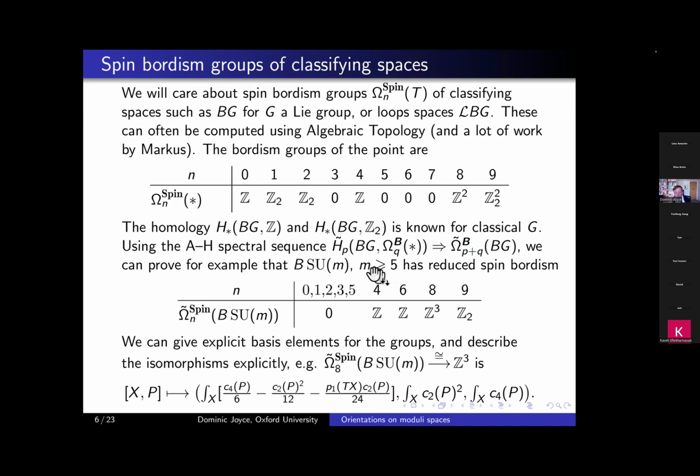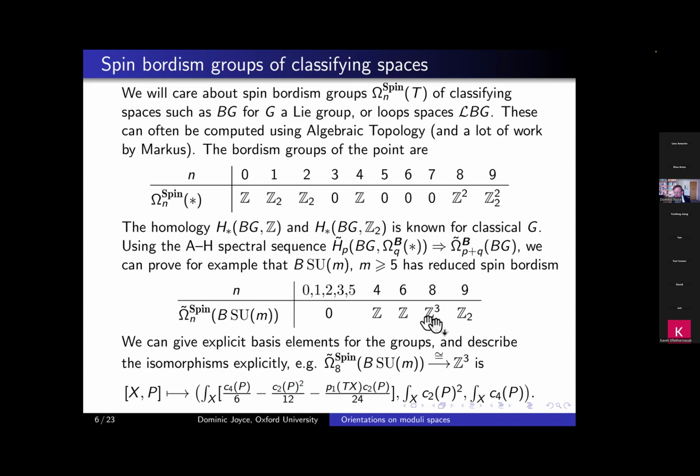BSU(M) for M large enough, let's say M at least 5, has these reduced spin bordism groups. They're 0 in degrees 0, 1, 2, 3, and 5. You get Z in degree 4, Z in degree 6, Z cubed in degree 8, and Z2 in degree 9. So for the Calabi-Yau fourfold problem, we need to know these two bordism groups. We need to know them not just as abstract abelian groups, but we want to understand what they mean. So we give explicit basis elements for these groups.